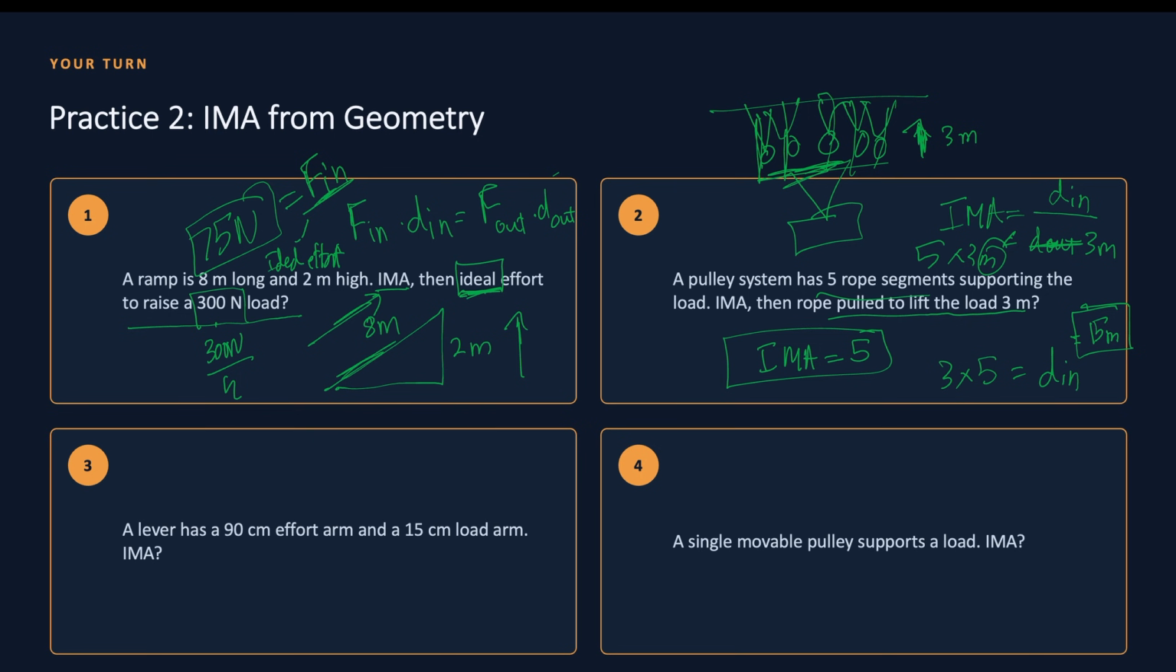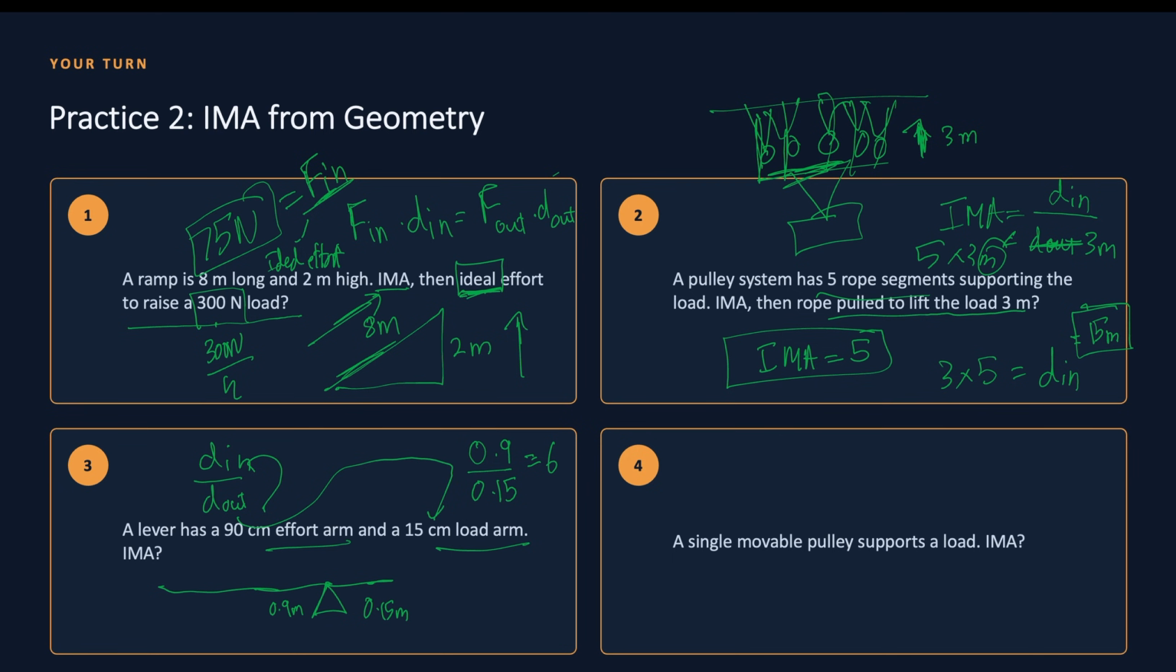Okay. A lever has a 90 centimeter effort arm, so 0.9 meters, and a 15 centimeter load arm, or 0.15 meters. What's my ideal mechanical advantage? That's my effort arm over my load arm, right? 0.9 divided by 0.15, which is about 6, because that's distance in over distance out again, right? This is my distance in, this is my distance out.